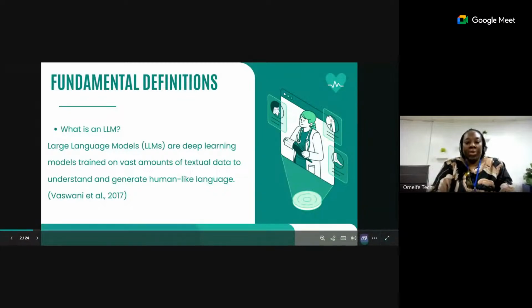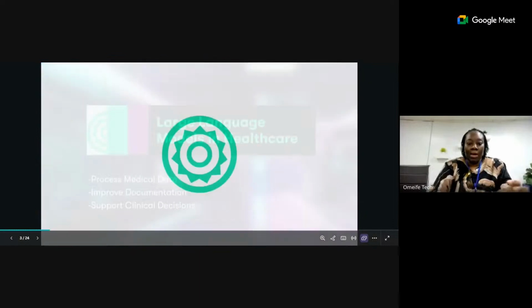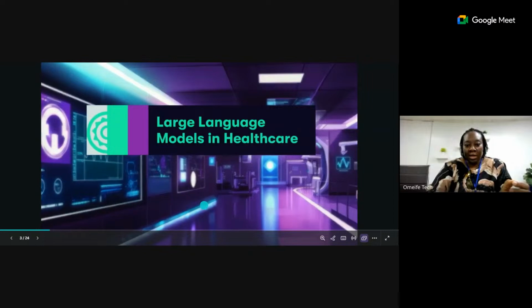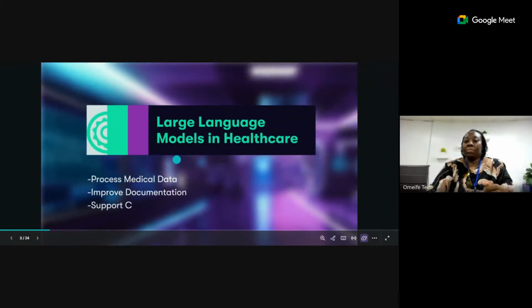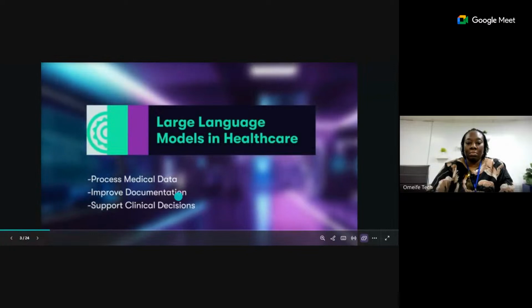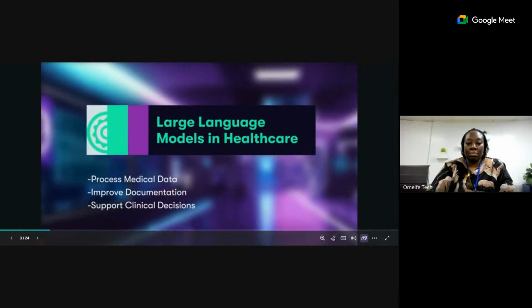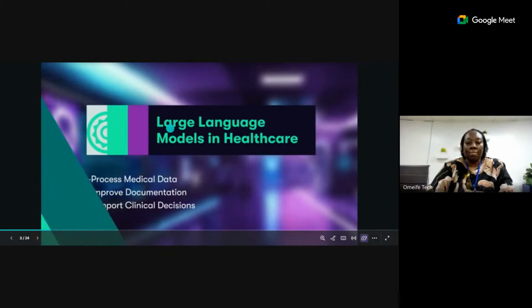Then we're also going to look at a video, just for a better understanding. Large language models in healthcare help process medical data, improve documentation, and support clinical decisions. These AI systems analyze vast amounts of information, making workflows more efficient and giving medical professionals better tools to care for patients.